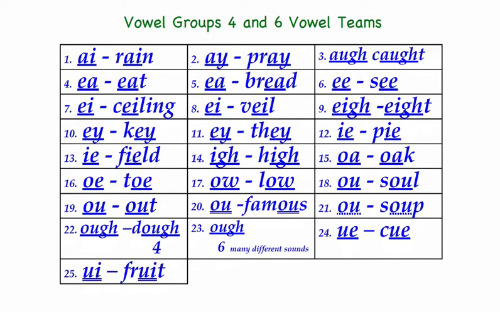And here we have all of the vowel group 4 and vowel group 6 teams that have been presented. The difference between vowel group 4 and 6 is a vowel group 4 team is 2 vowels joined together form a team, and the first vowel represents its long sound. In vowel group 6, 2 vowels joined together form a team, and the first vowel does not represent its long sound. That is the only difference between these two groups.